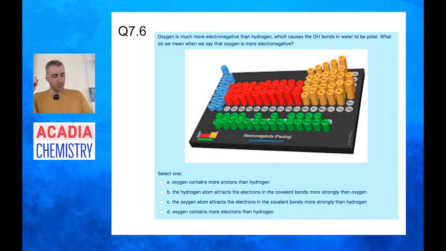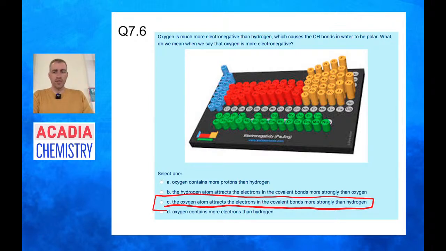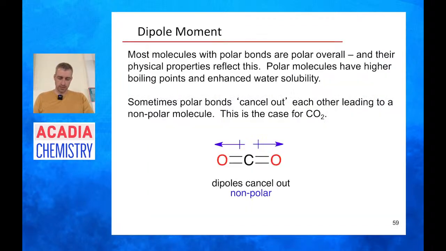Question: oxygen is much more electronegative than hydrogen, which causes the OH bonds in water to be polar. What do we mean when we say oxygen is more electronegative? Oxygen contains more protons. Oxygen contains more electrons. No, it means the oxygen atom attracts the electrons in the covalent bonds more strongly than hydrogen, causing the oxygen to have a partial negative charge, and the hydrogen to have a partial positive charge. Great. It works out for CO2.